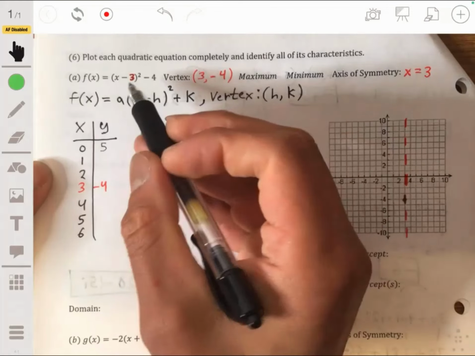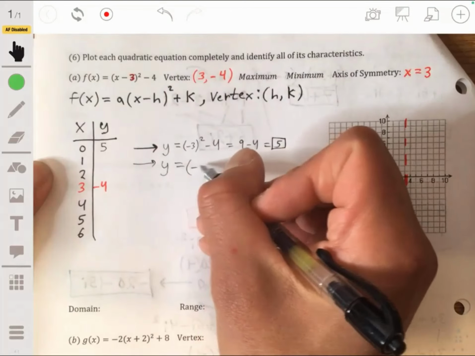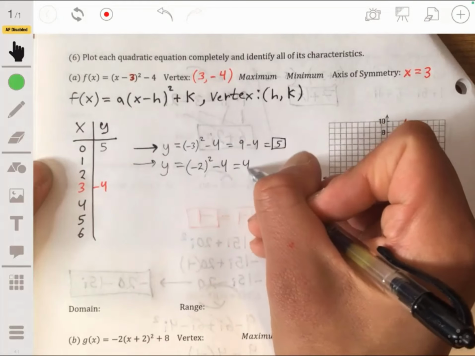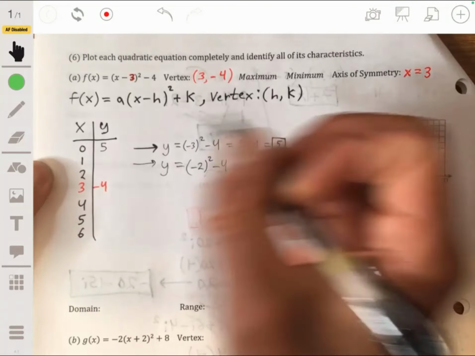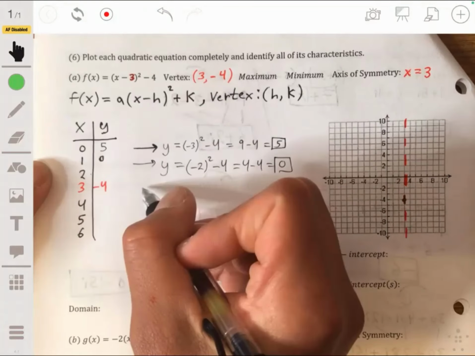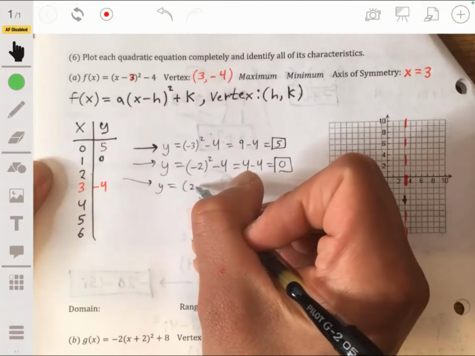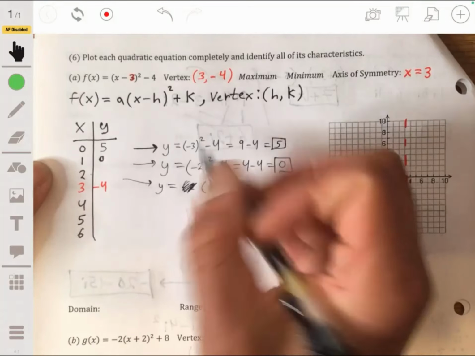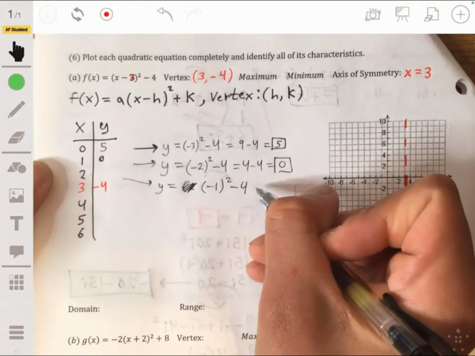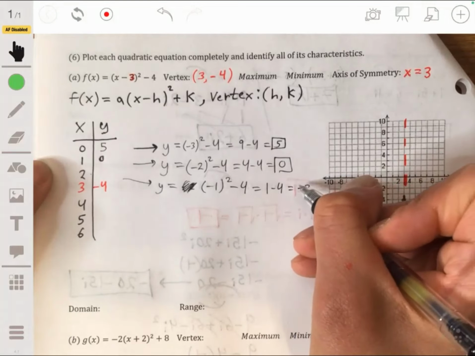For 1, we're going to plug 1 into here. So we'll go 1 minus 3 squared, so negative 2 squared, minus 4, 4 minus 4, that'll be 0. So we'll put 0 here. And then 2, we'll get y is 2 minus 3 squared. Let me just do it together. 2 minus 3 is negative 1. So negative 1 squared minus 4. And we get 1 minus 4, which will give us negative 3.